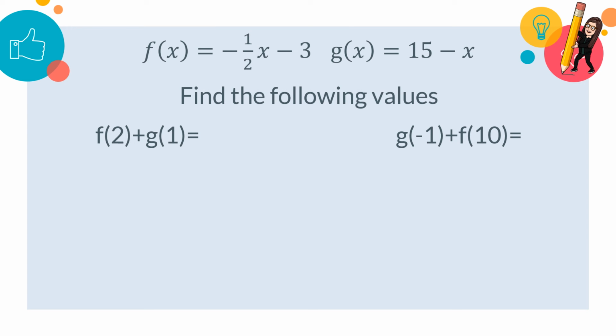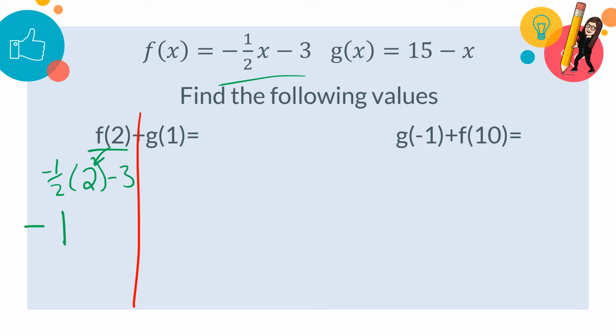Let's use those same rules, but this time we're going to combine our answers in the end. F of 2. We're going to write the F rule, but instead of x, I'm plugging in 2. Negative times positive is negative. Half of 2 is 1. Drop down the minus 3. Negative 1 minus 3 is negative 4.